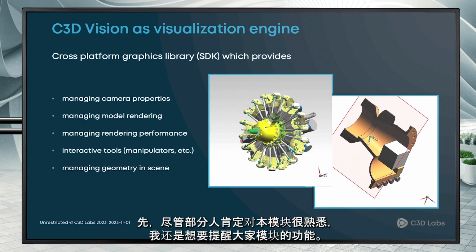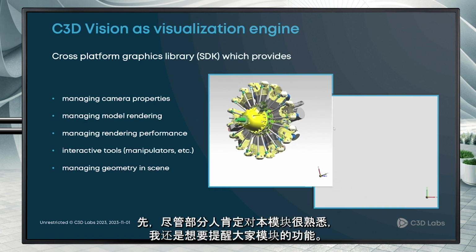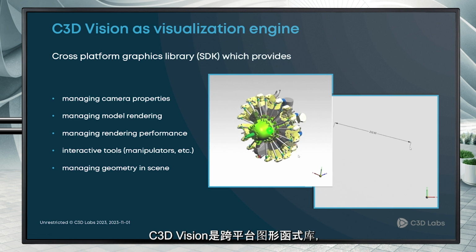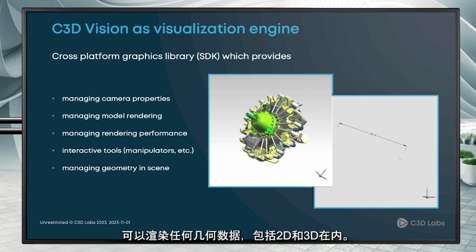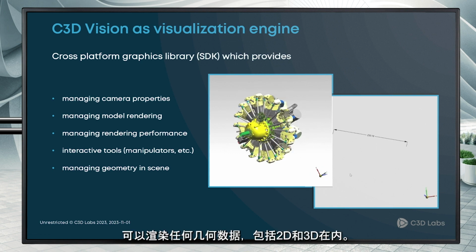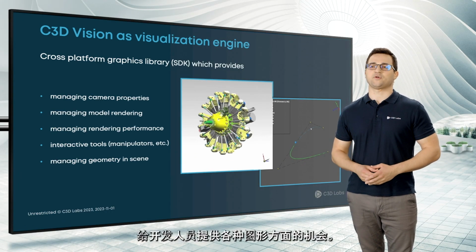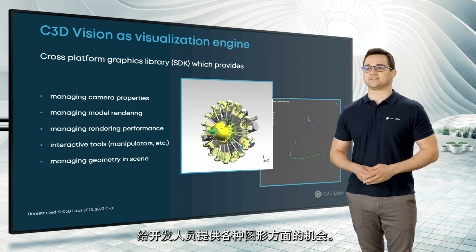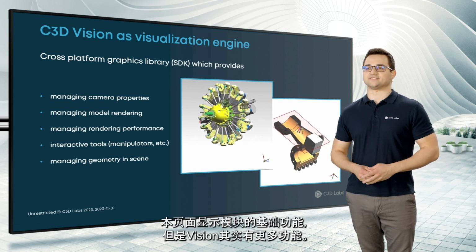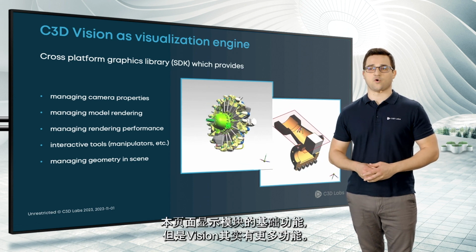Well, we're moving to the first part, C3D Vision. First of all, I should remind you what it is. This is a cross-platform graphics library which makes it possible to render any geometry, both 2D and 3D. Vision also has the name of visualization engine and provides the user developer with graphics possibilities. The slide shows the standard features, but Vision has even more.